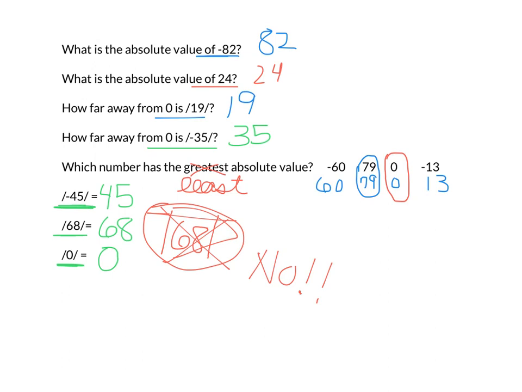So one thing I didn't include, maybe I'll do that now. What is the absolute value of negative 5 4/5? So the absolute value of negative 5 4/5 would be 5 4/5 spaces away.